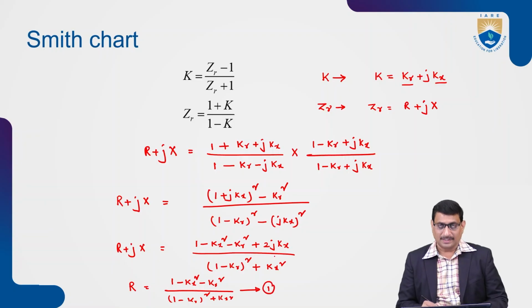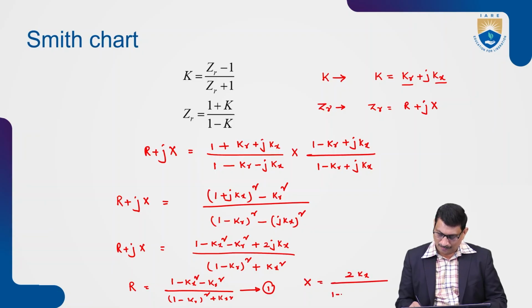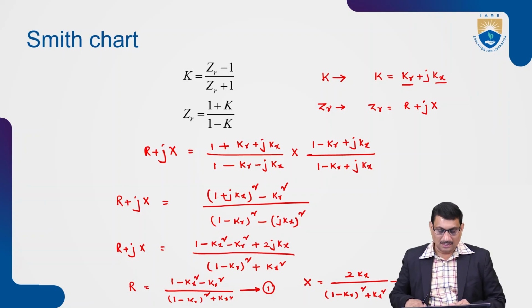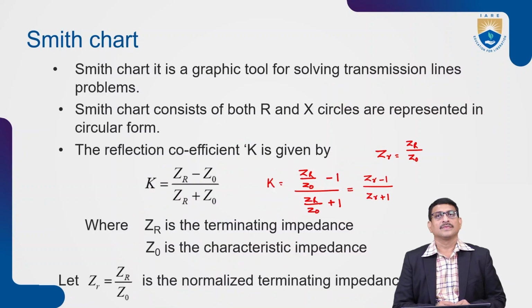And if we equate the imaginary parts on both sides of this equation, then I will get x equal to 2kx divided by 1 minus kr square plus kx square. This I will call equation number 2. Once again I will repeat, we consider the reflection coefficient expression, where k equals zr minus z0 by zr plus z0.